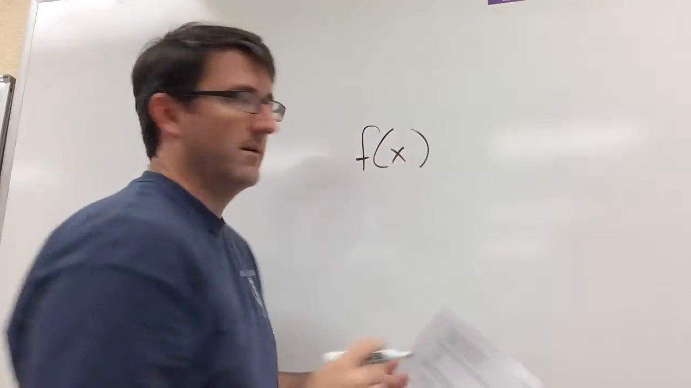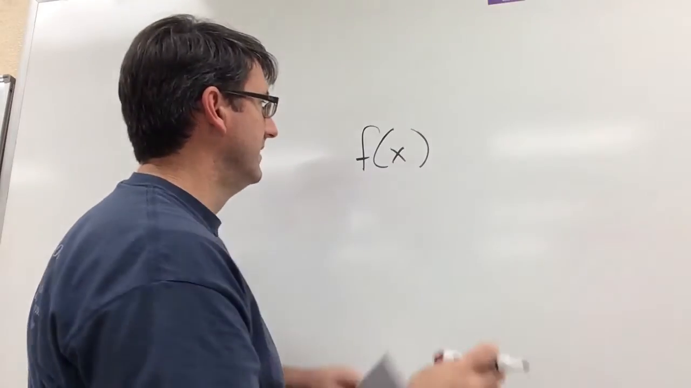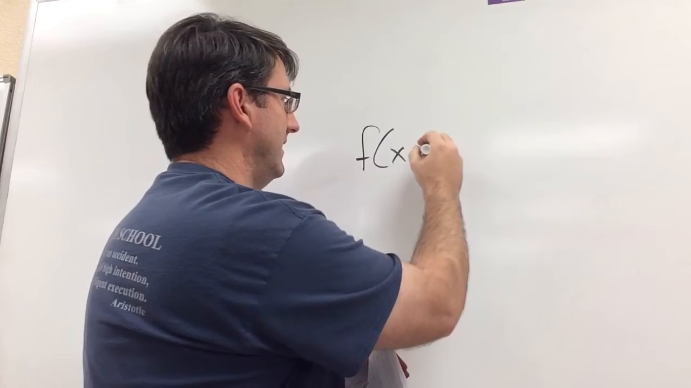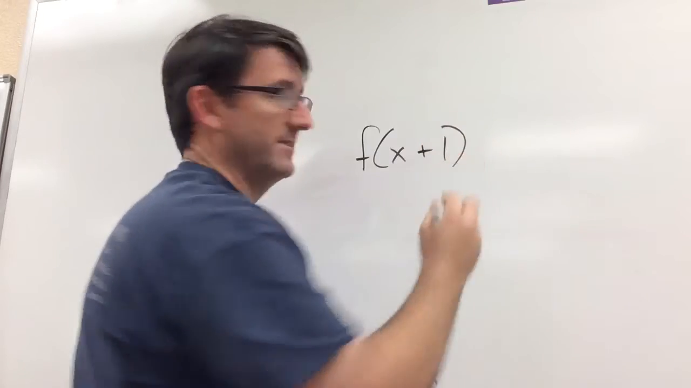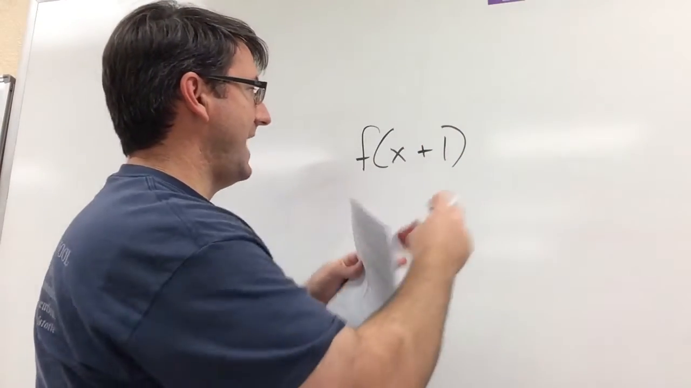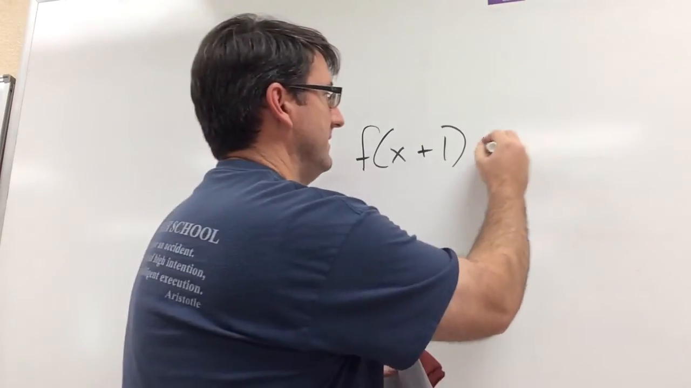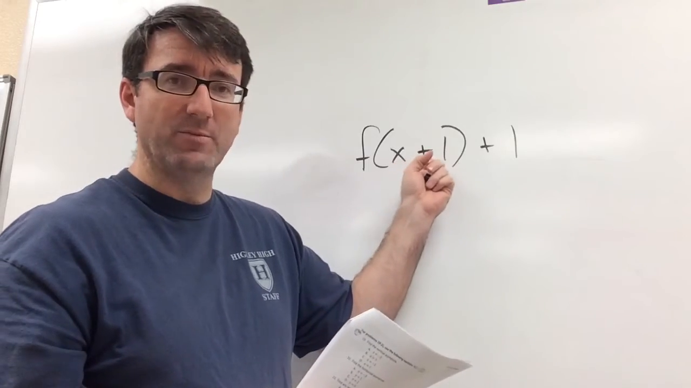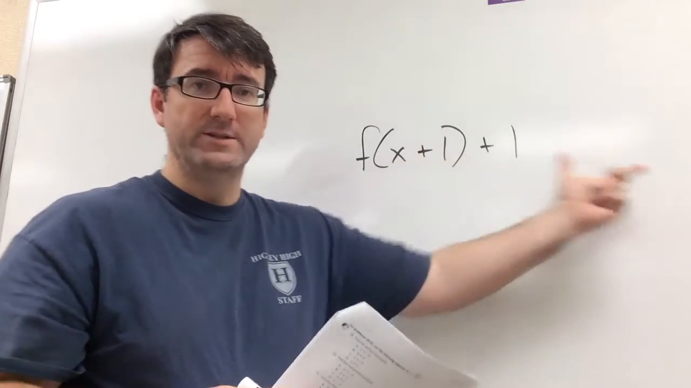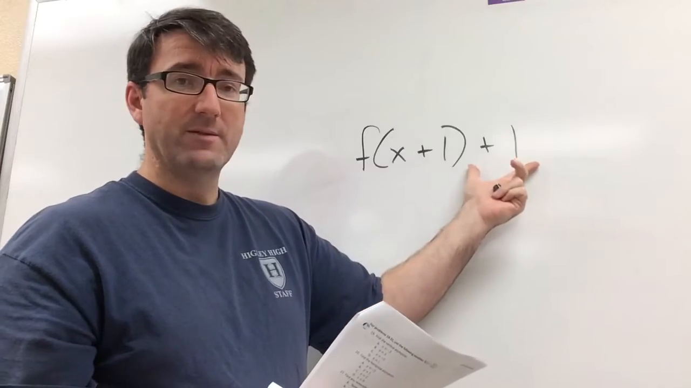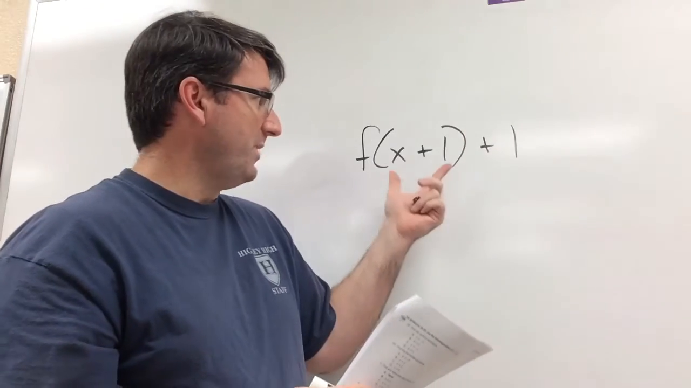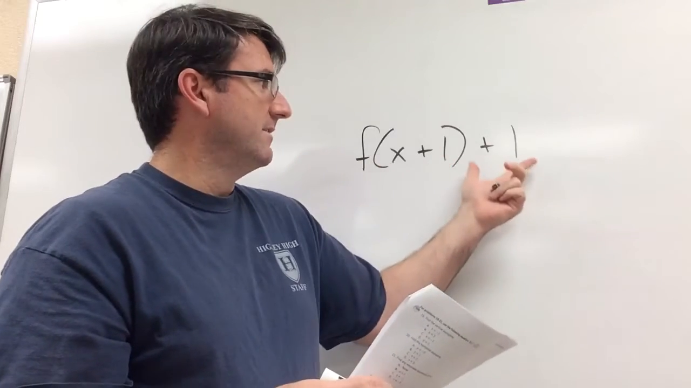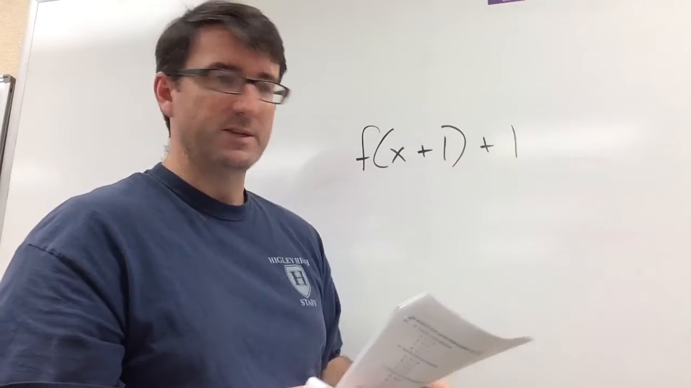remember if we've got our function f of x here, to add to the x values, we mean add inside the parentheses. And to add to the y values means to add outside the parentheses. And remember that adding inside the parentheses shifts it horizontally, left and right. Adding outside the parentheses shifts it up and down. And the horizontal shifts go the opposite direction of what you would expect. The vertical shifts go the way that you would expect.